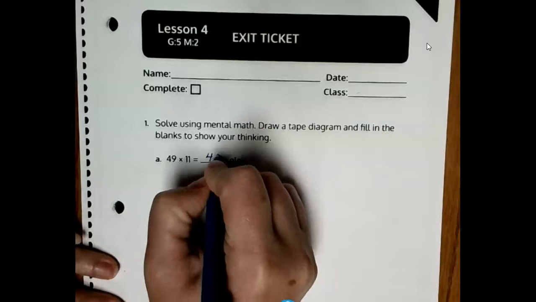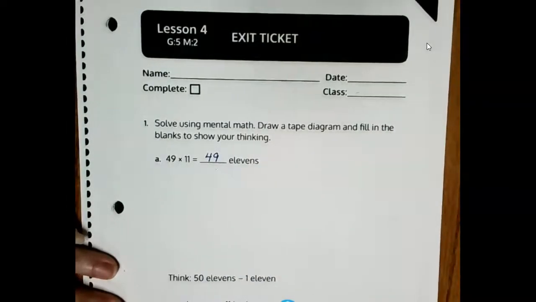We're going to use our skills from the last 3 lessons, in which we have learned how to multiply with multiples of 10 and also to draw models. So for this first problem, we are solving 49 times 11. 49 times 11 is 49 11s. And we need to draw a tape diagram or a model to solve this. This provides a picture for our brains to process what we want to do.